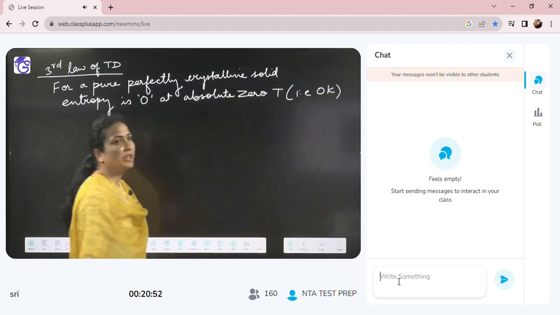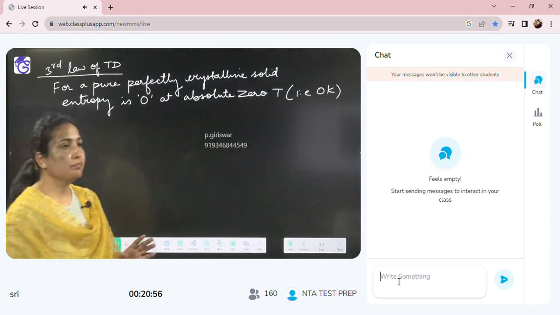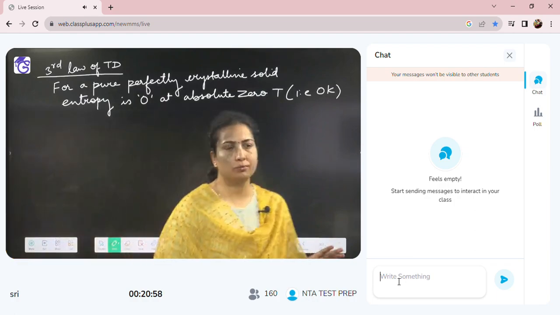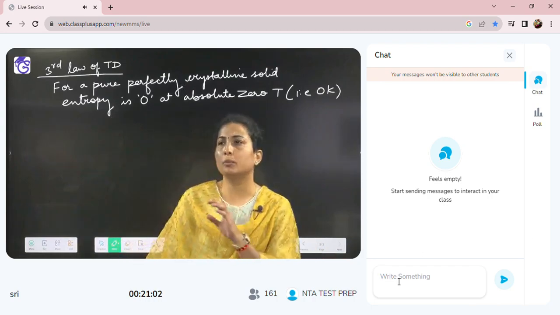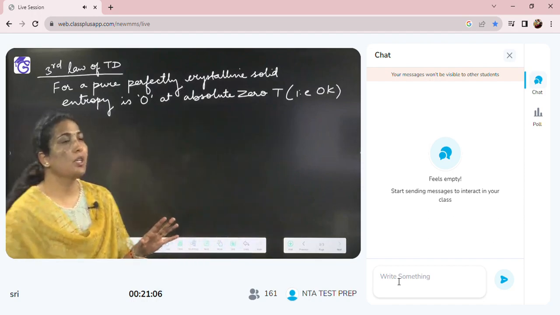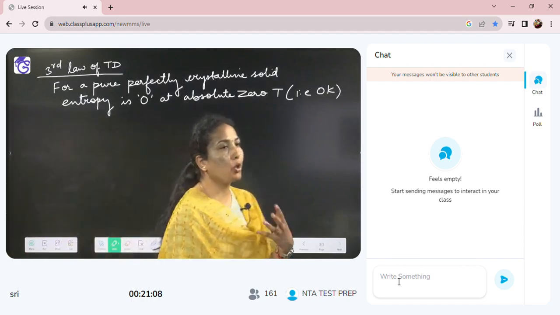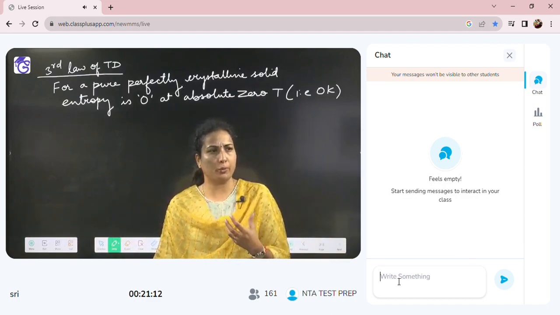Now what is the meaning? It is very simple here: when I talk about 0 Kelvin, it is the lowest possible temperature, right? Lowest possible temperature means at this temperature, all the molecular motions stop, okay? Nothing is moving from its place. Now when I talk about a pure solid, that means there is no impurity there, right? So there is no scope of entropy as such.